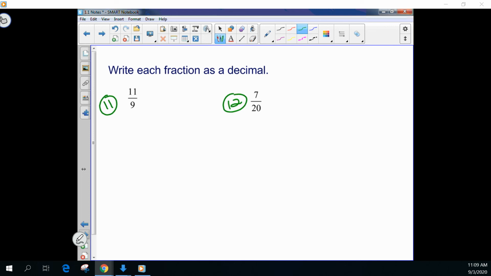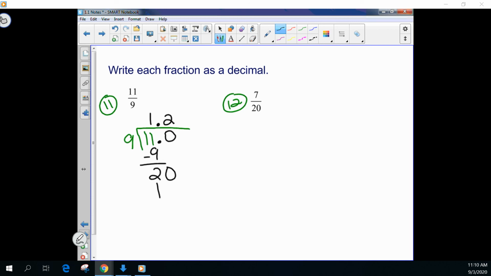Okay, let's go over number 11. You have 11 divided by 9. 9 goes in 1 time, which would be 9. You subtract, you have 11 minus 9, which is 2. You need to put in a decimal, like carry it up to the top, and then add a 0. Drop the 0 down. 9 goes into 20 2 times.